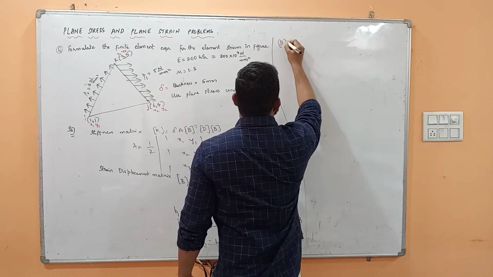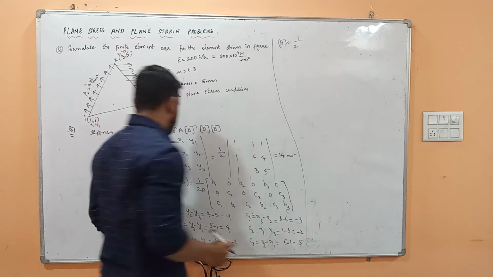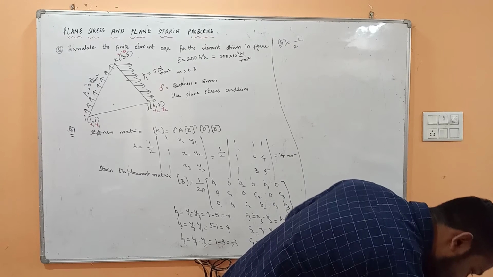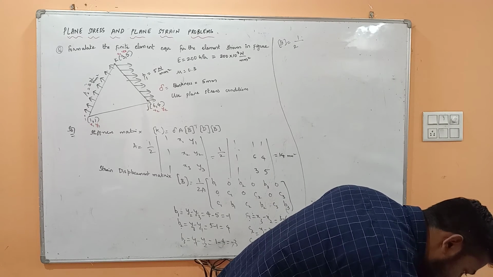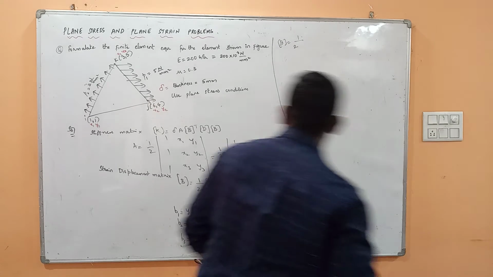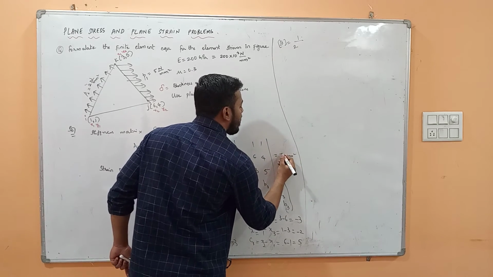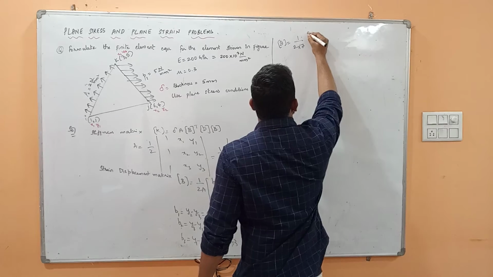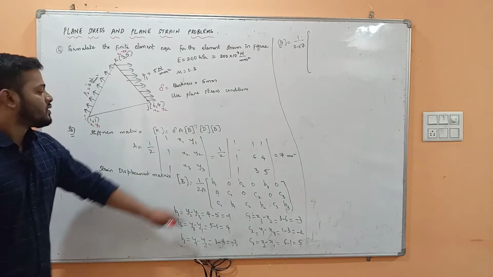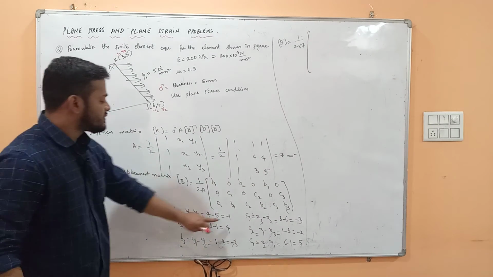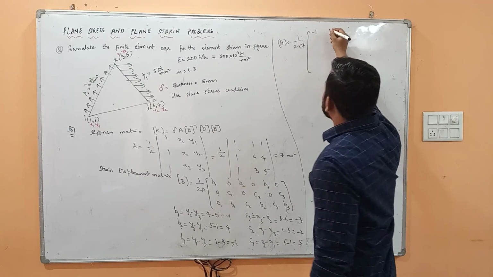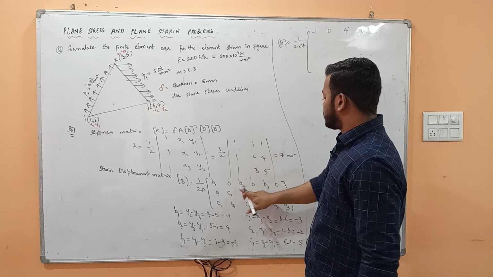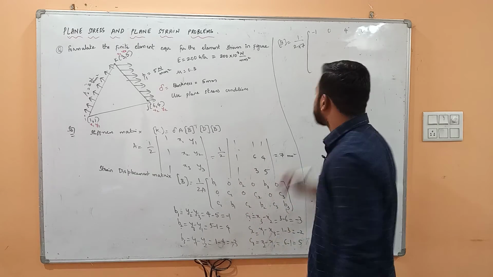So matrix B is now 1 by 2A. Area, we got, what is the value of area? 14. Is it 14 or 7? Let me check it out. So it's 7. So 1 by 2 into 7. So B1, 0. So B1 is minus 1, 0. B2, 0. 4, 0. B3, 0. So B3 is minus 3.